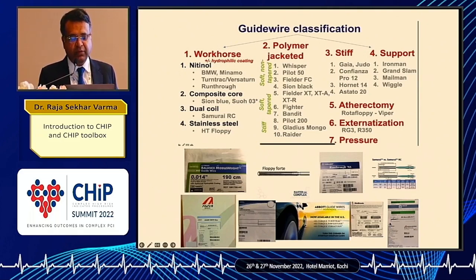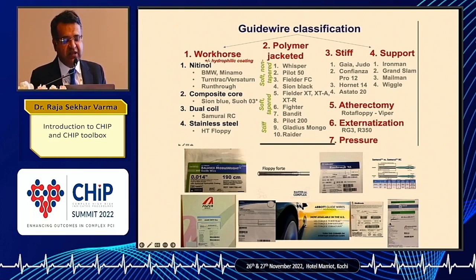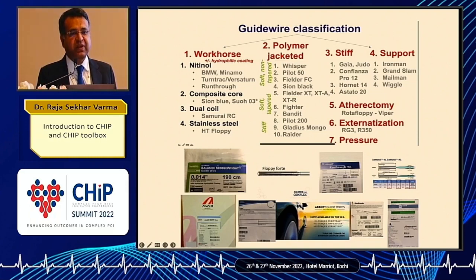hardware situations. Atherectomy wires. You need externalization wires in case of retrograde approach to CTO. Pressure wires, that is also a type of guide wire. There are different types again. So you need to be familiar with some or most of these wires and know how to use them.